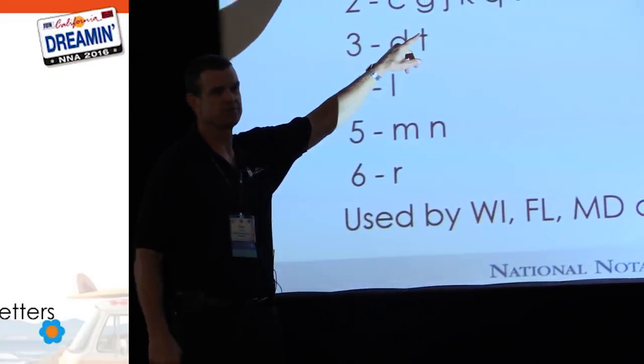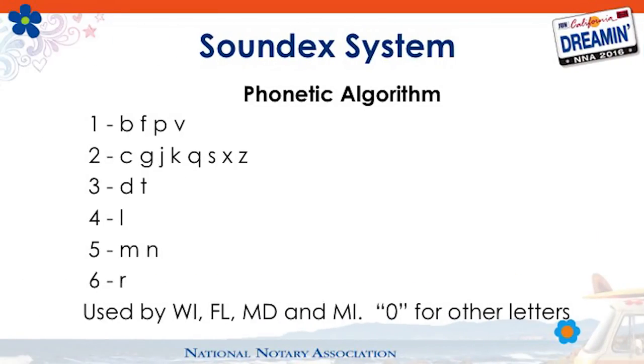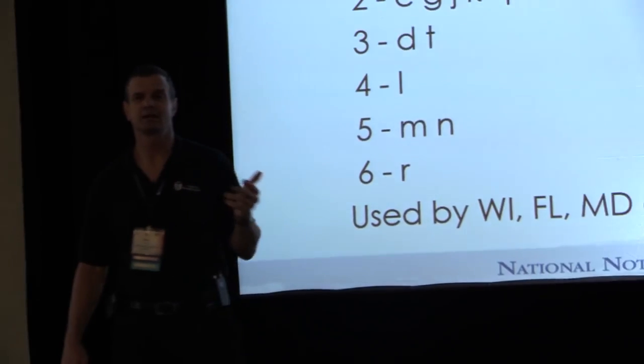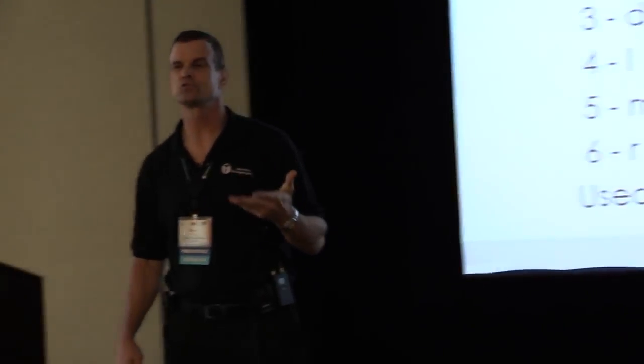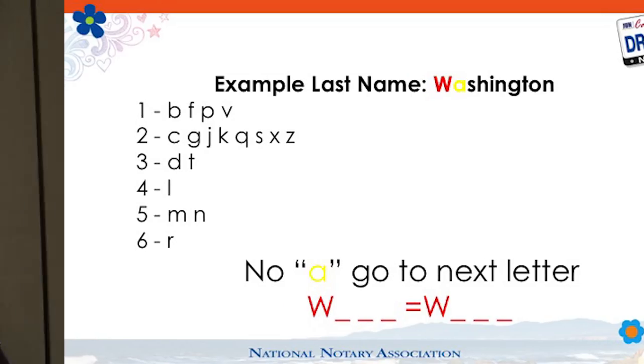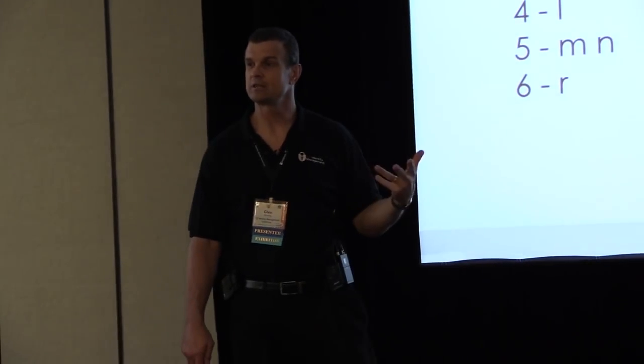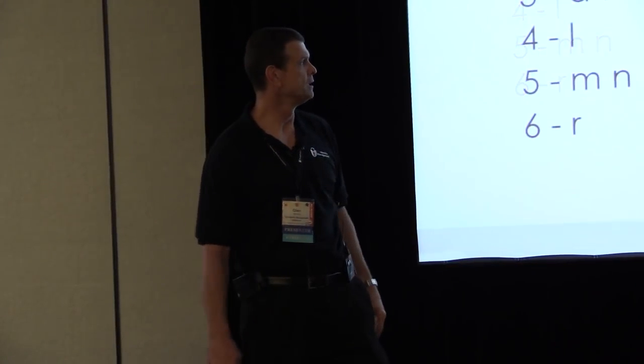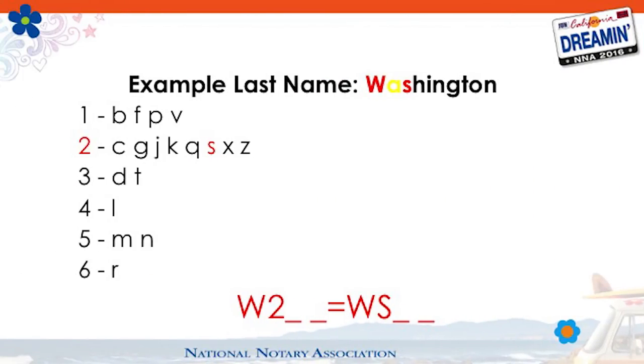The Soundex system is called a phonetic algorithm. This is how it works. These 6 numbers here represent these letters. They try to get a sound for that last name on the driver's license, and this is how the first 4 characters of the driver's license number come about. Let's say their last name is Washington. The very first letter of their driver's license number is going to be W because their last name is Washington. Now we go to the next letter, A. There is no A in our 1 through 6 choices, so we skip that letter and go to the next one. The next one is S. S is represented by the number 2.